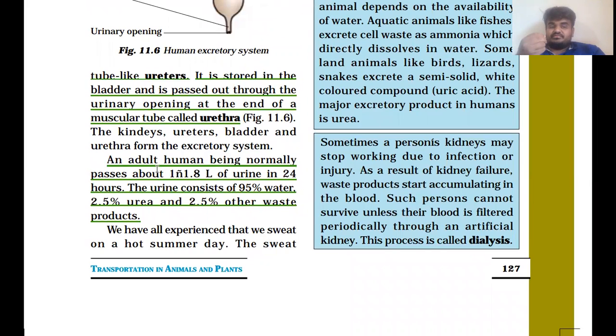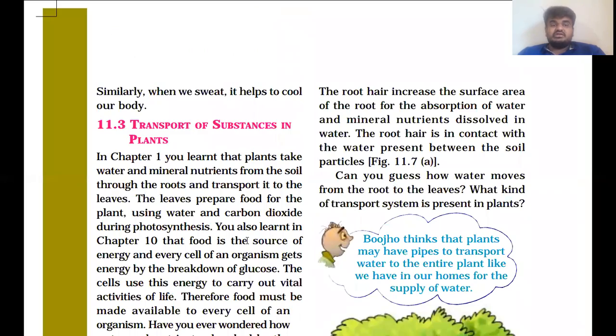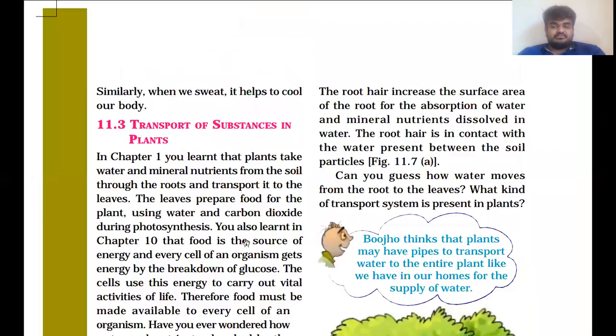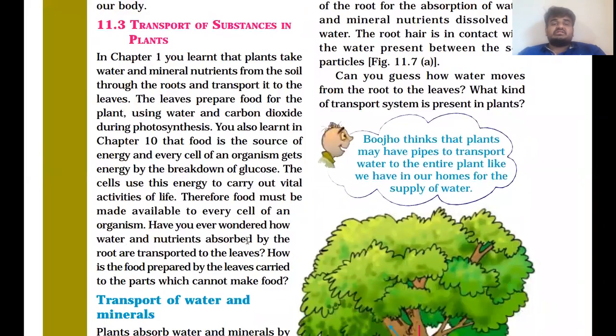You are given some more details about the urine. An adult human being normally passes about 1.8 liters of urine in 24 hours. The urine consists of 95% water, 2.5% urea, and 2.5% other waste products. So that was the excretory system. Next one is transport of substances in plants.